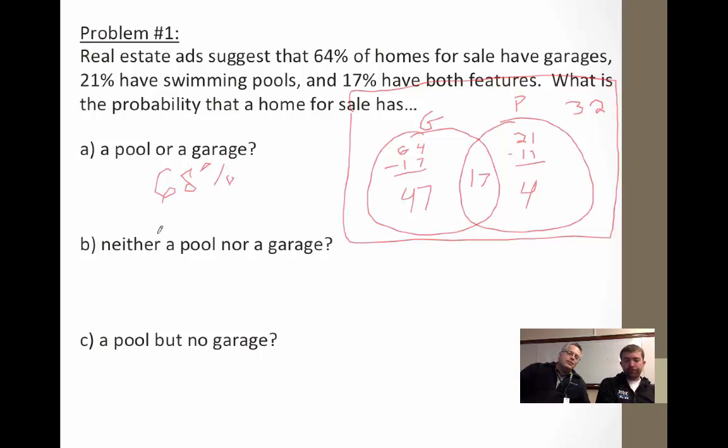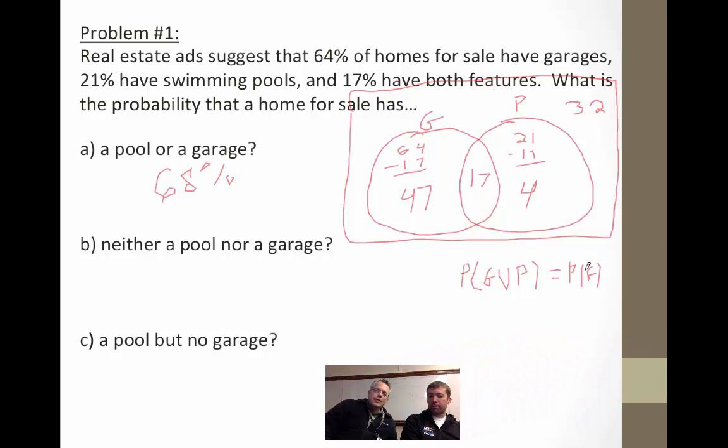Let's just practice using the general rule. So the probability of garage union pool equals the probability of someone who has a garage, plus the probability of someone having a pool, minus the probability someone has both. Let's just see if this works out.